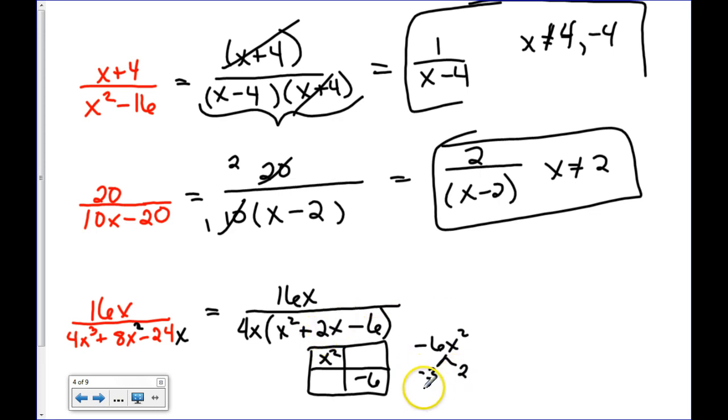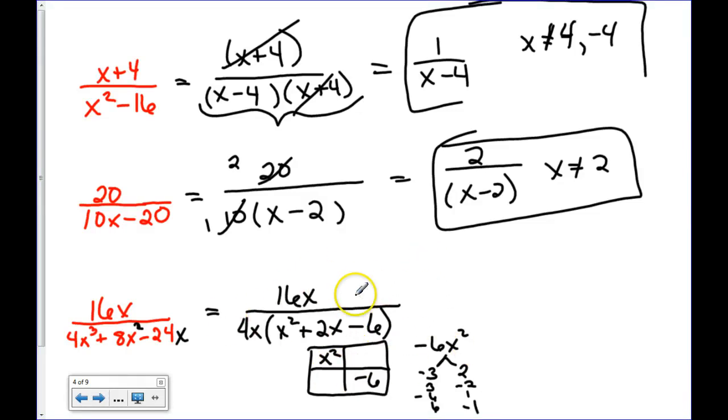That doesn't work. I can have a positive 3 and a negative 2. Well, that doesn't work either. I can have a negative 6 and a positive 1. Negative 6 plus 1 is a 5. That can't be it. And same with positive 6 minus 1. So I don't have any options here. So I really cannot reduce this any further without a quadratic formula. On these expressions, we will not be using the quadratic formula, you guys. Okay? So, now we've determined that we cannot factor this any further.